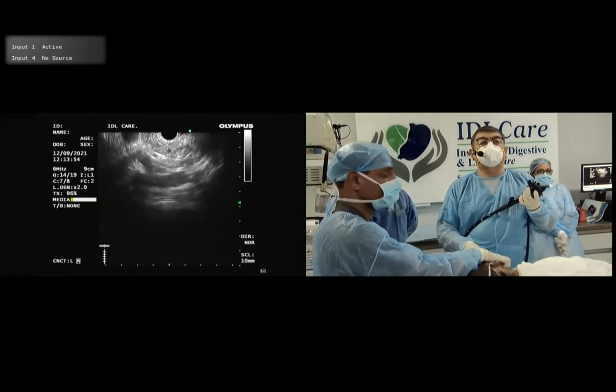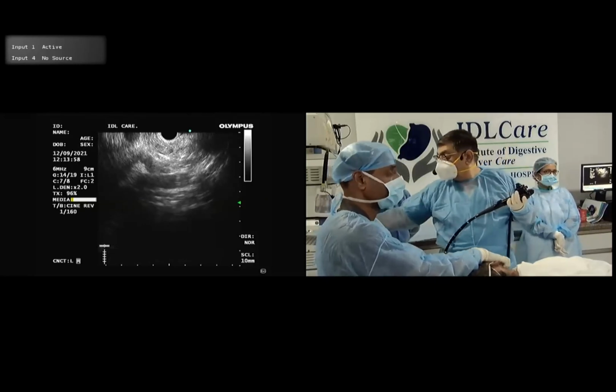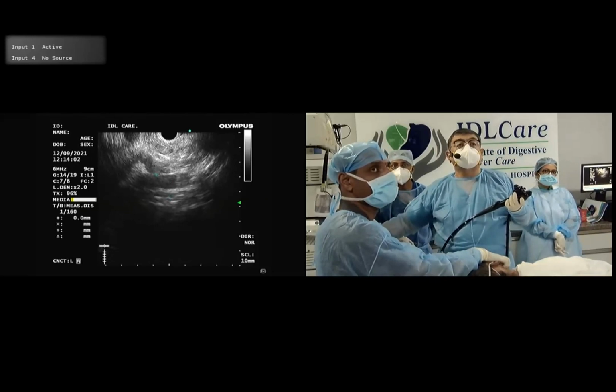Here, freeze. So here you can see what is happening at the hilum. This is the hepatic artery. This is the portal vein. And this is the bile duct. So we can measure it.